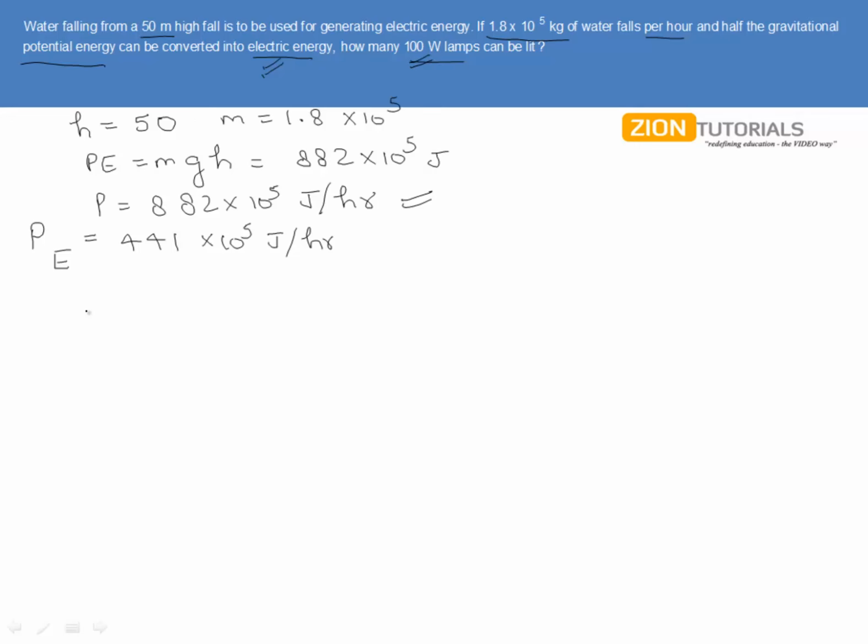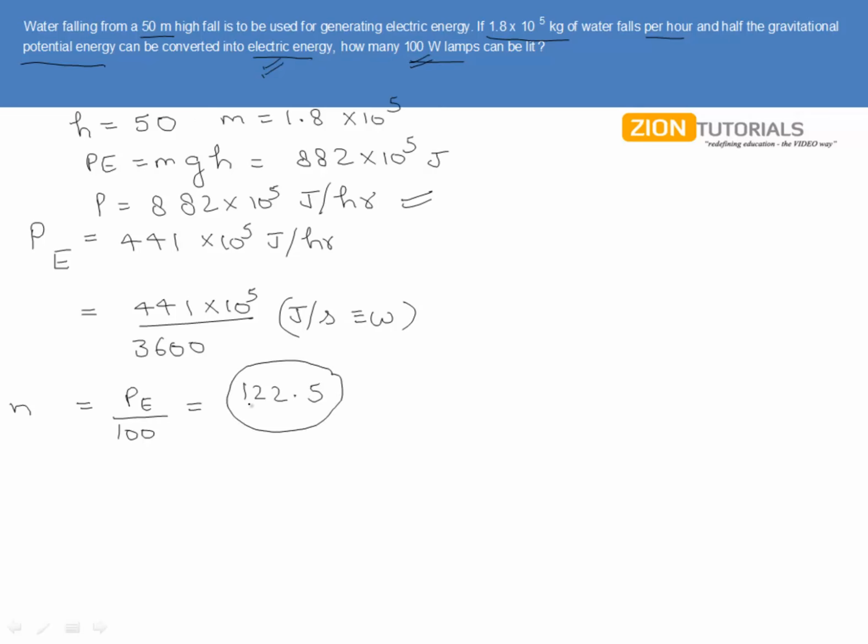But since we need to find everything in the SI system, we will be converting into joule per second. So dividing it by 3600 will give us it in joule per second, that is equivalent to watt. And now we will be able to find the number n by dividing the total electrical power by the power of each lamp, that is 100, giving us 122.5 approximately.